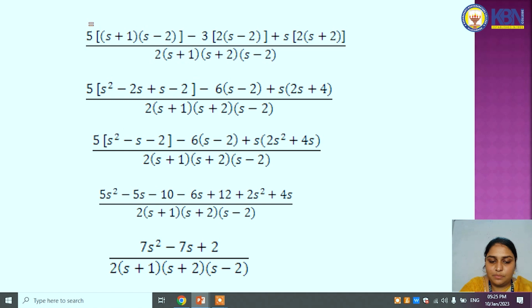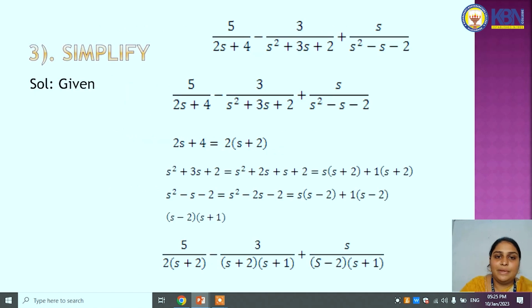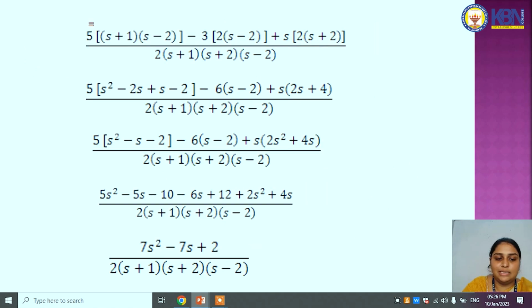into s minus 2. Therefore, by simplifying the three fractions, that is 5 by 2s plus 4 minus 3 by s square plus 3s plus 2 plus s by s square minus s minus 2, results that 7s square minus 7s plus 2 by 2 into s plus 1, s plus 2 into s minus 2.